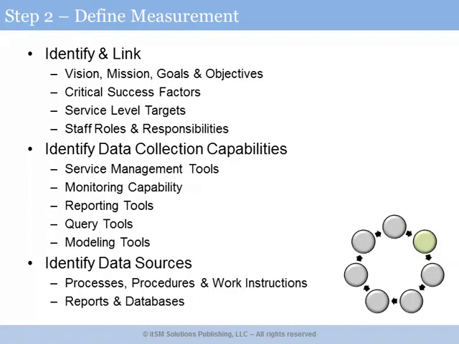Once we've gone and understood the broad vision and mission and the overall goals and objectives for the service or process we're trying to drive an improvement to, we want to be able to link those down to specific measures. How do I measure those things today? Do I have defined critical success factors and key performance indicators? Do I have specifically defined service level targets that are in my service level agreements? Do I have defined sets of objectives for the various staff roles that are going to be performing these activities?